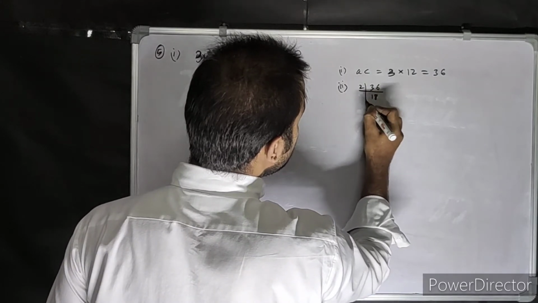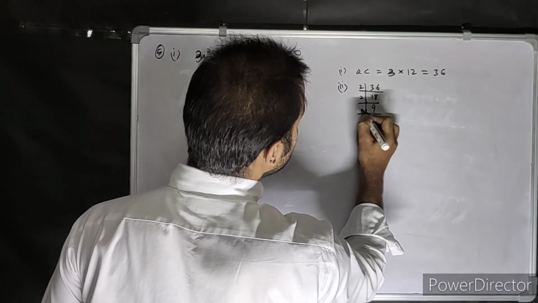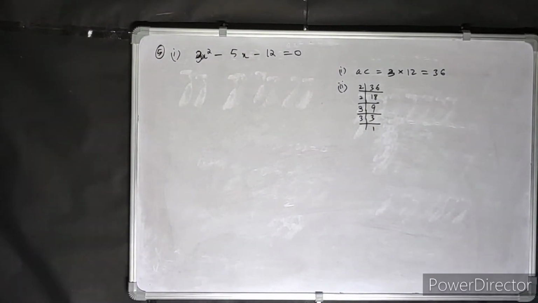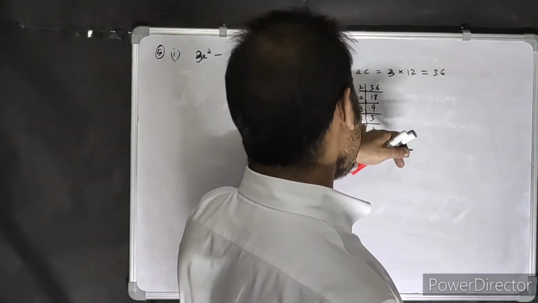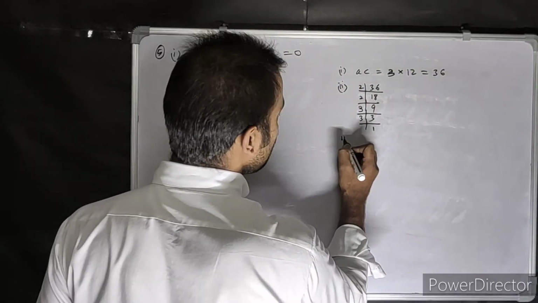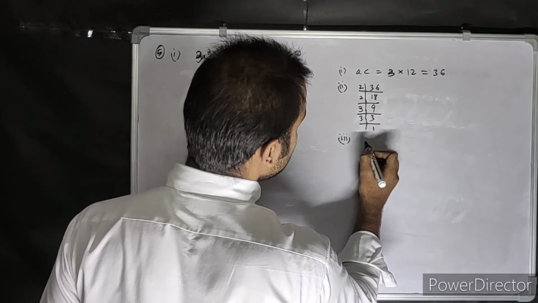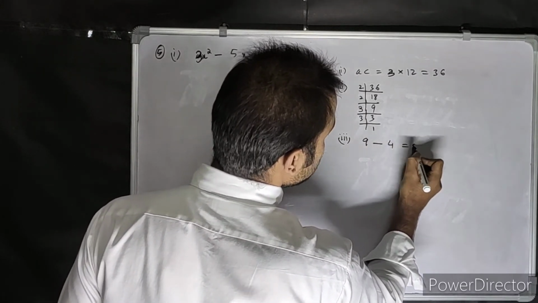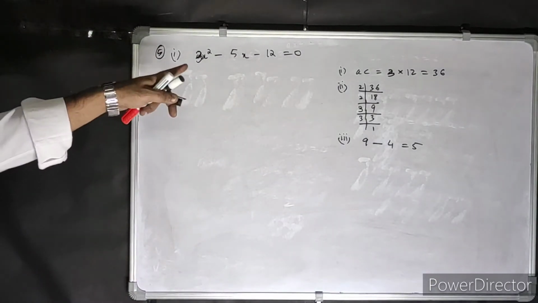So 2 18s are, 2 9s are, 3 3s are, and 3 1s are. Okay, so here we have got 4 values over here, and now we need to find the 5. Okay, so my third step would be what? Then my third step would be 3 3s are 9. So 9 minus 2 2s are 4. That is my 5. So I've got my B over here.